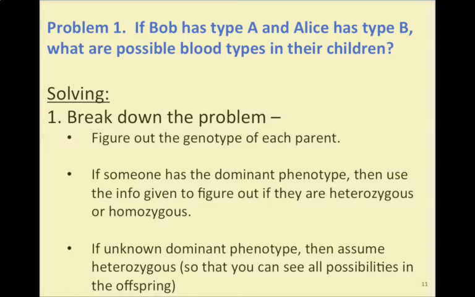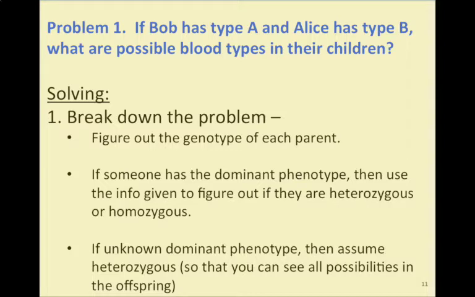So we're starting problem 1. If Bob has type A and Alice has type B, what are the possible blood types in their children? For all of these genetics problems, you want to figure out the genotypes of each parent first. Since Bob is type A, which is a dominant phenotype, he could be heterozygous or homozygous. You want to look at the question to see if there's any information that would give you a hint as to which one he would be. Since there is no other information, we will assume that he's heterozygous so that you can see all the possibilities in the offspring.